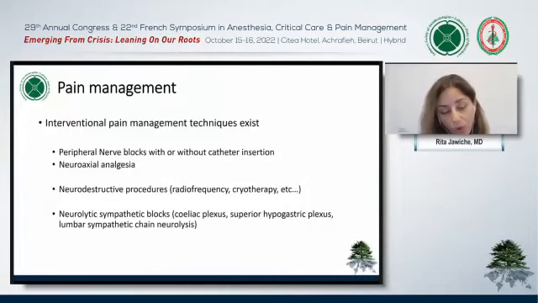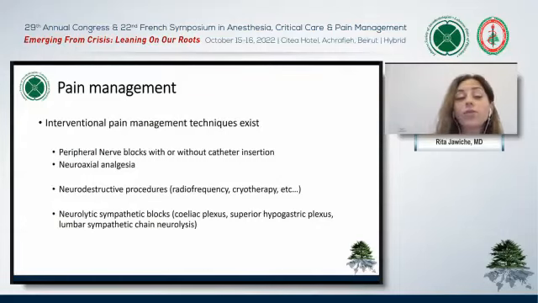And as you all know, both of them should be started at the induction of anesthesia because we would be benefiting from their anti-inflammatory benefits throughout the surgery and in the postoperative phase.